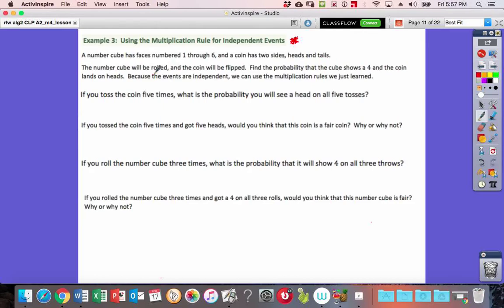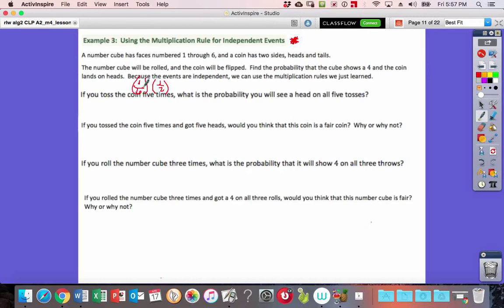Okay. The number cube is going to be rolled and the coin is going to be flipped, and we want the probability the cube shows a 4 and the coin lands on heads. Because the events are independent, we can use the multiplication rule we just learned. The probability the cube shows a 4 is 1 out of 6, times the coin, 1 out of 2.